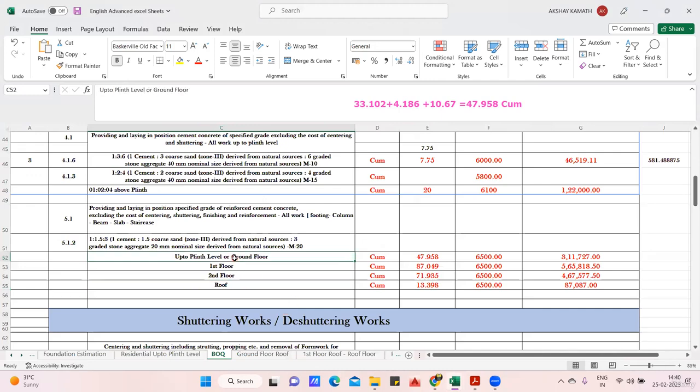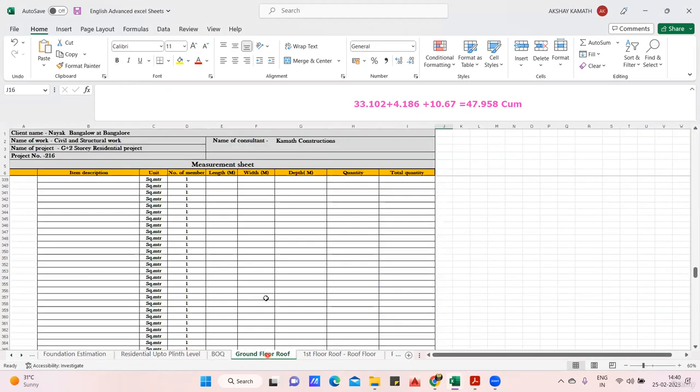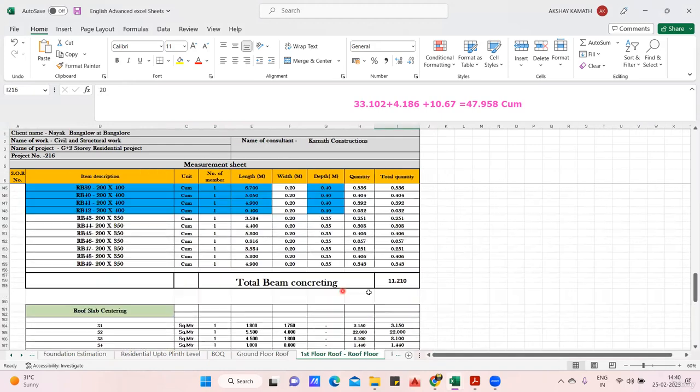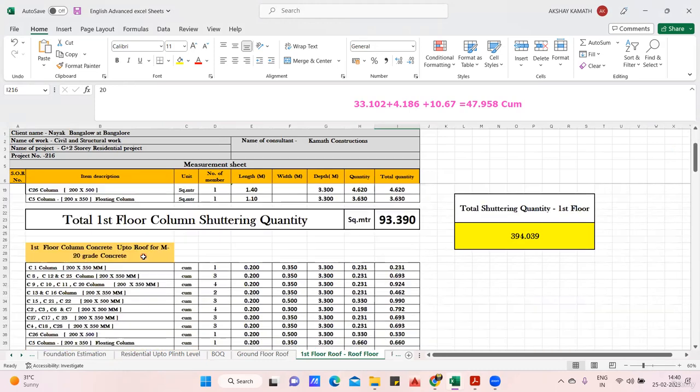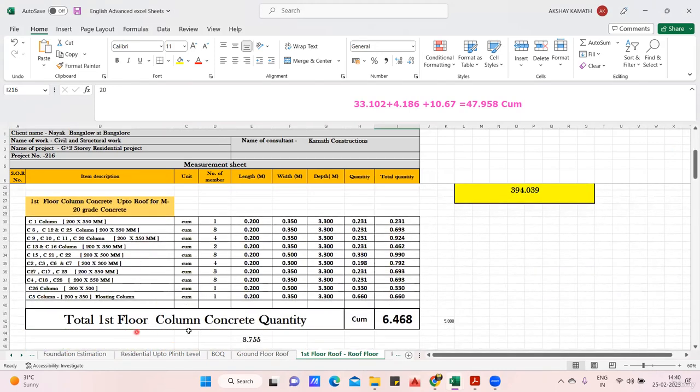Up to here you understood. Now come to the first floor. In the first floor, I got 87 cubic meter of the concreting. So how did I get 87 here? That we need to check. Okay. So again, for the first floor, I'll go with the ground floor roof now. Yeah, this is my first floor level. Neck column I did. First floor, how much column concrete do I require? Check it. First floor column concrete quantity, I got 6.468.